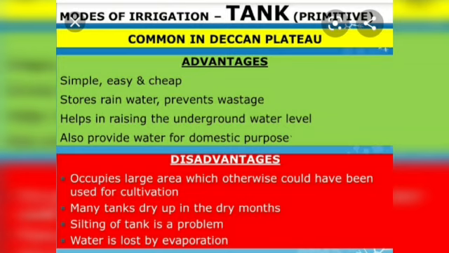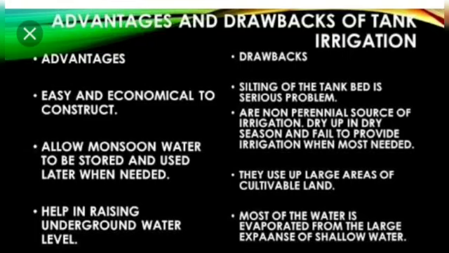Then what are the advantages of it? Tank irrigation is the most simple, easy and cheap type of construction. Another advantage is that it allows the monsoon water to be stored and used for later purposes or when required. Tank irrigation also helps in raising the underground water level.